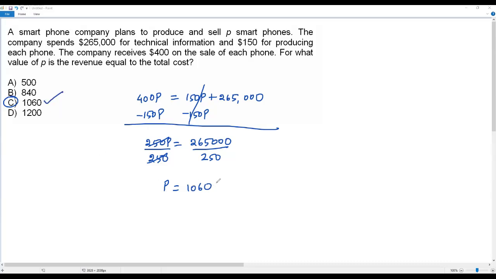And also we can understand this answer technically. That is, when 1060 smartphones are produced and sold, the revenue received by the company is equal to the total cost.